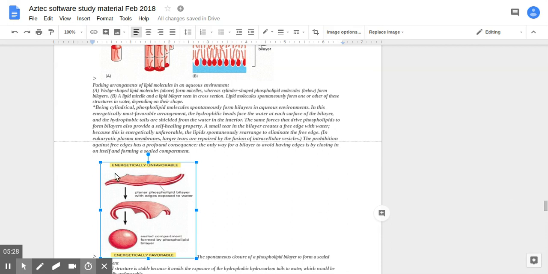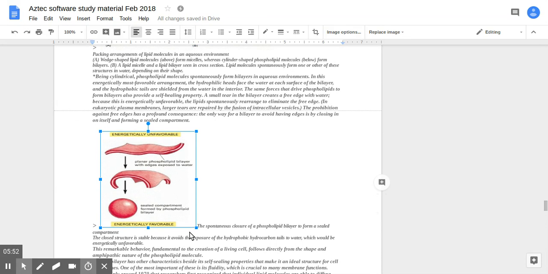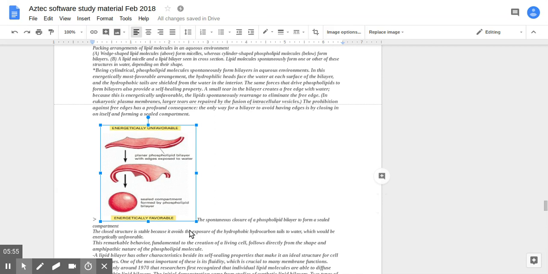So this is shown here. Energetically unfavorable is where you have a planar phospholipid bilayer with edges exposed to water, and it curves naturally, forming a sealed compartment. The phospholipid bilayer is in a spherical shape, and this is more energetically favorable. The spontaneous closure of the phospholipid bilayer forming a sealed compartment is more stable because it avoids the exposure of the hydrophobic hydrocarbon tails, the fatty acid tails, to water, which would be energetically unfavorable.